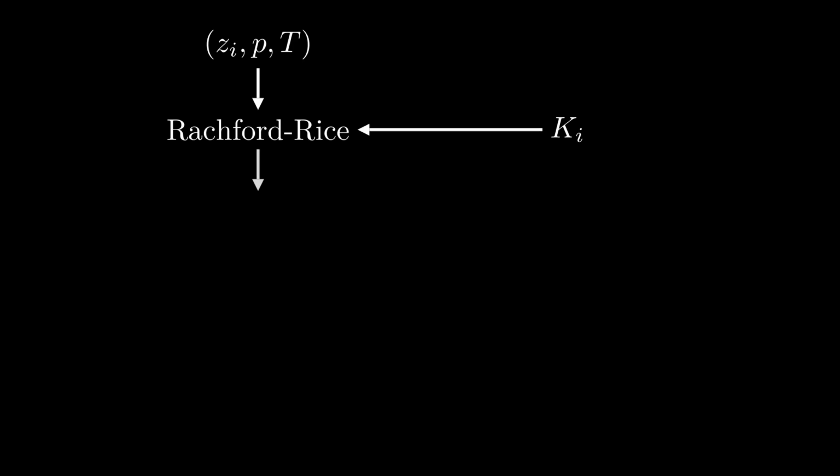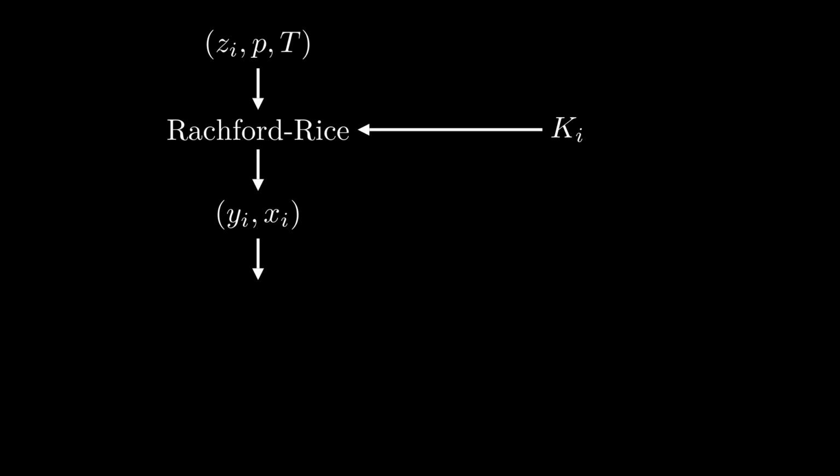So we started with an initial composition, pressure and temperature. We can utilize the composition together with an estimate of the K values in the Rachford-Rice solution, and this is going to give us our equilibrium compositions. If you haven't checked out the previous video series on the Rachford-Rice equation, make sure to check that out.